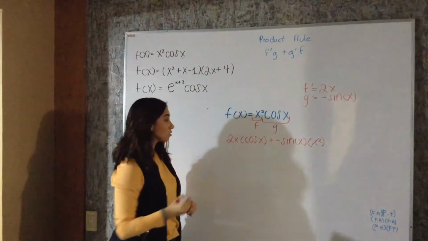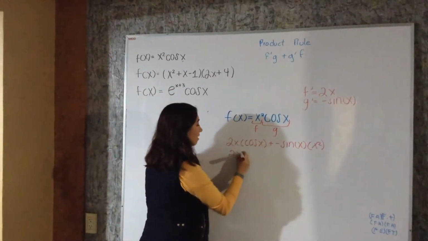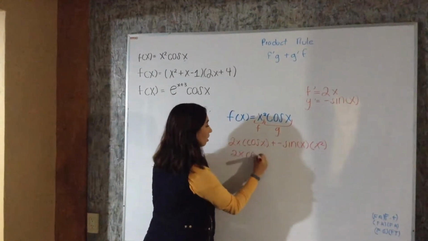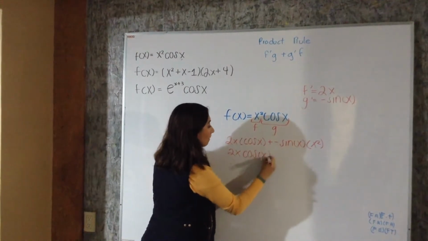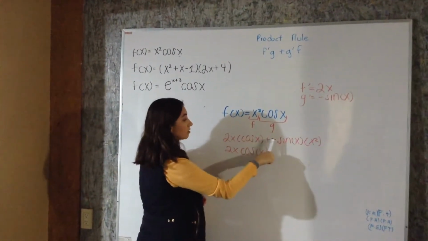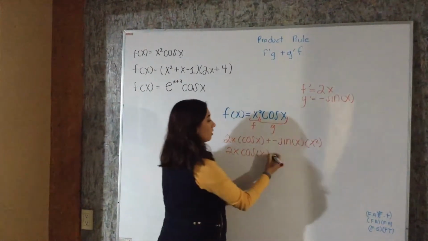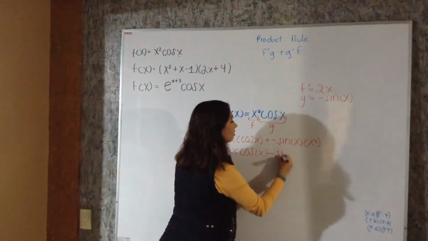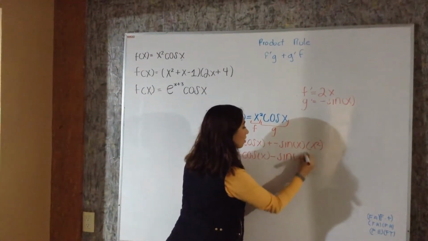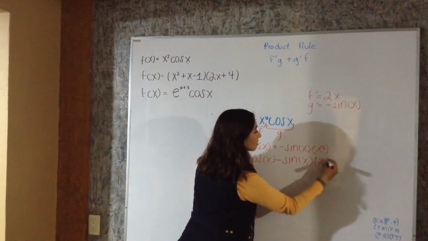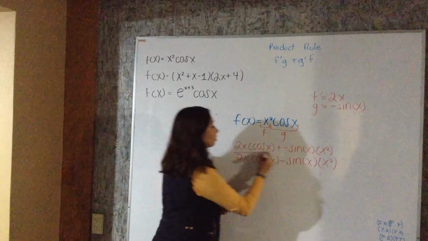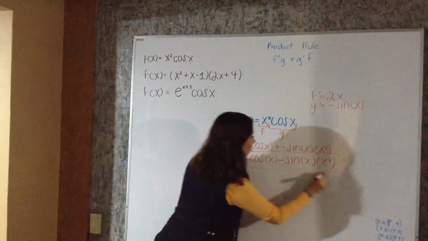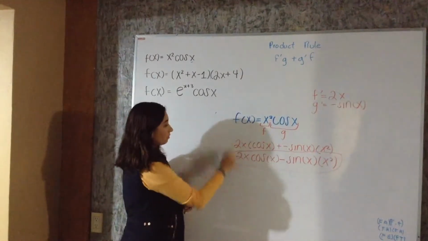And at last, we are going to have 2x cosine of x, and plus minus sine of x multiplied by x squared. And this is our result of the derivative of this function.